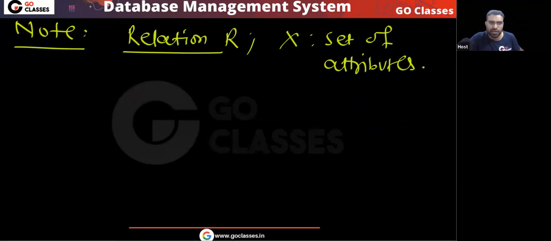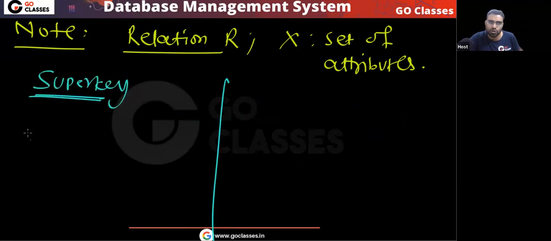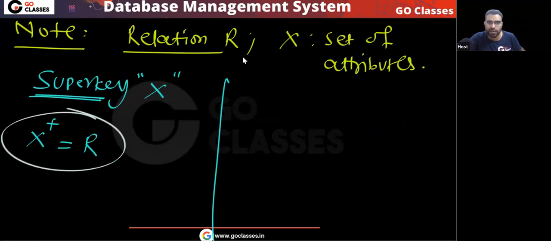Did you understand super key and candidate key? What is the definition of super key? Super key X, what does that mean? That means X plus determines all the attributes. Yes or no? X can determine all the attributes. This is the definition of super key X.